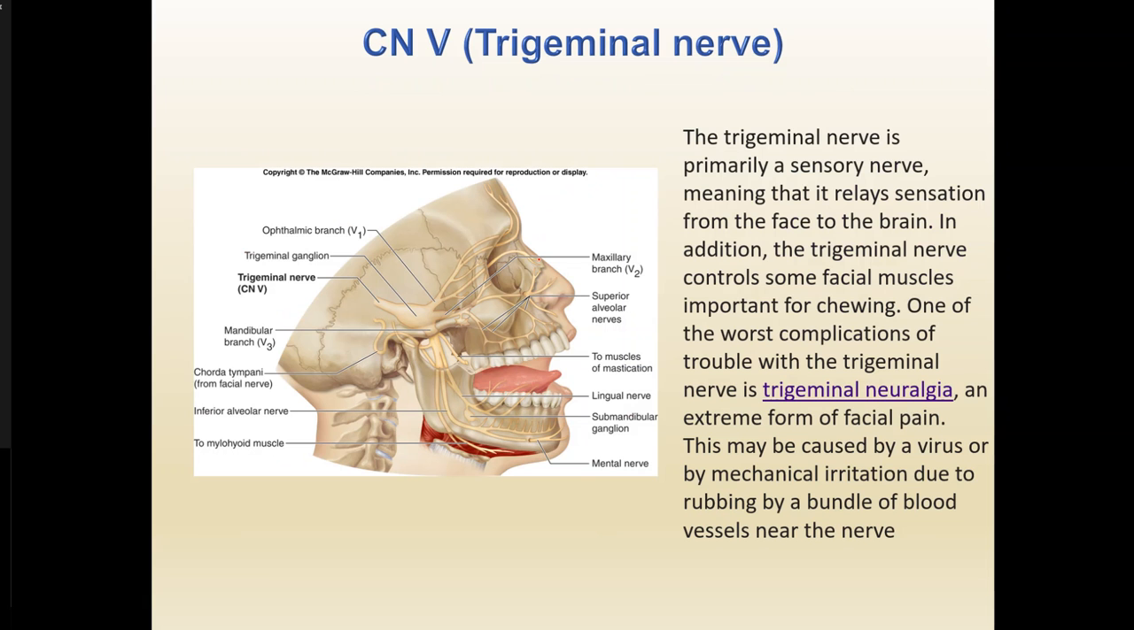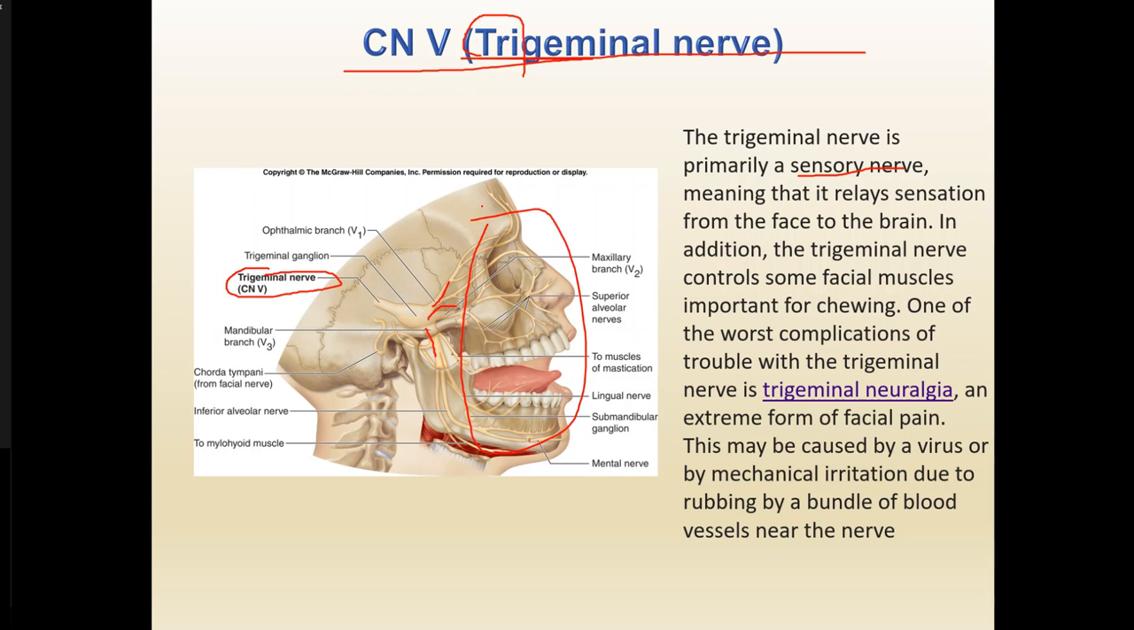okay? And so then you have your CN5, which is your trigeminal nerve, okay? This is a very important nerve, trigeminal. Why is it called trigeminal? Because it kind of branches out in three main sub branches. Okay, so it's a very, very big, important nerve. It's primarily a sensory nerve, meaning that it relays information, sensation from the face to the brain. Okay, see how it branches out pretty much to the whole face.